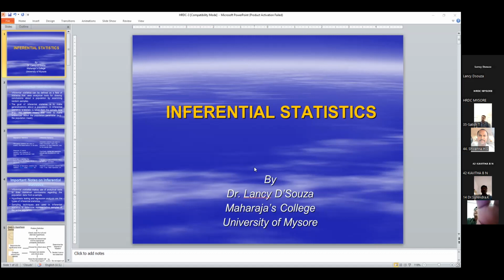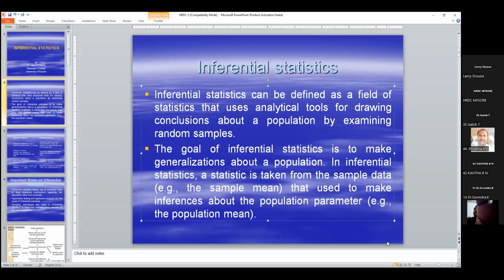So today we'll go one step ahead, where the entire title is under inferential statistics. This is very important when you talk about hypothesis testing, and when you want to generalize something, so your research is much more fruitful.